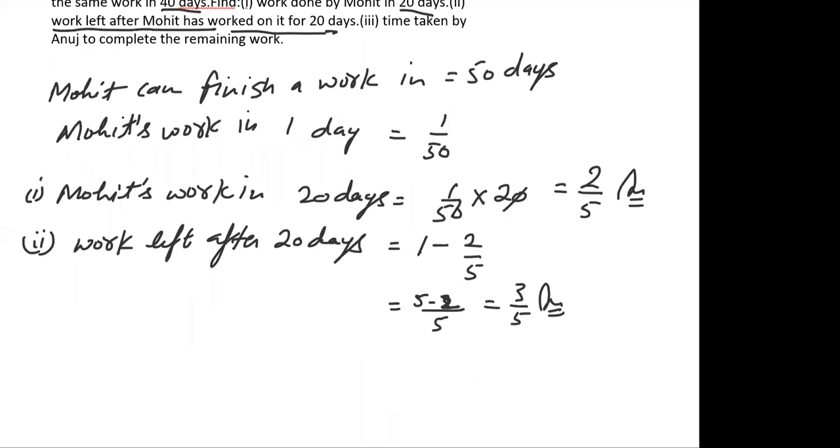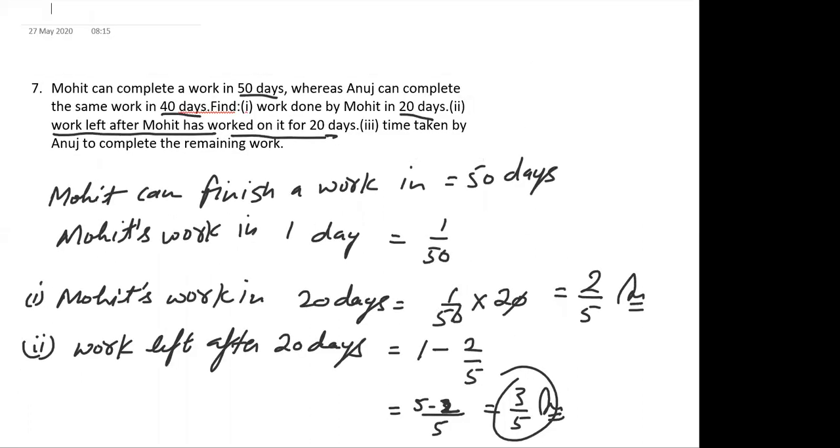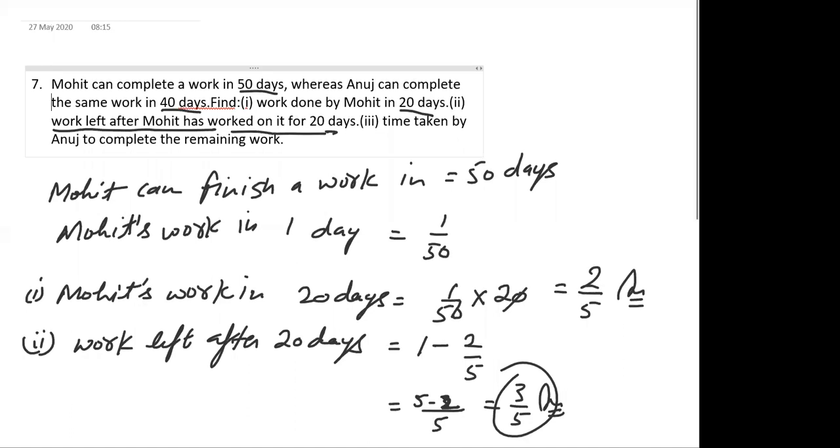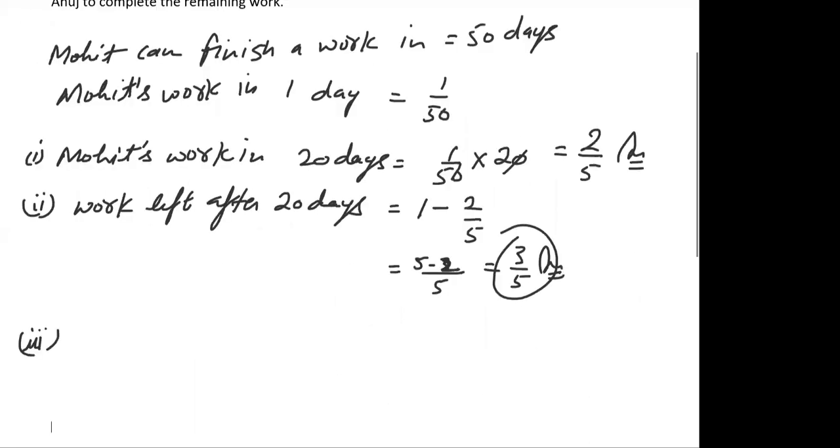Okay. The third part is asking the time taken by Anuj to complete the remaining work. So this is the remaining work. So in how much time can this work be done? Sorry, I'm not talking about Mohit. In third part, I'm talking about Anuj. So Anuj can complete the same work in 40 days.